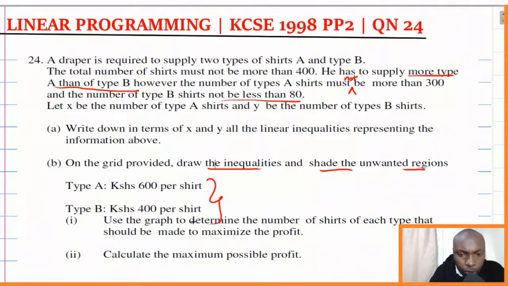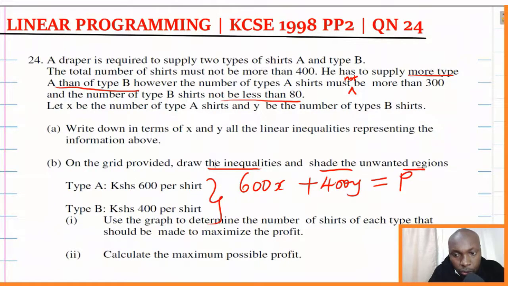Now from these two, we shall be able to get something that we call the objective function. The cost of type A shots is 600, so all the shots for type A will be 600 multiplied by x. Then type B, one shot is 400, so y number of shots for type B will be 400y. This is what is going to help us get the profit, and this is referred to as the objective function. The objective function is what you use when you're maximizing or minimizing the profit.